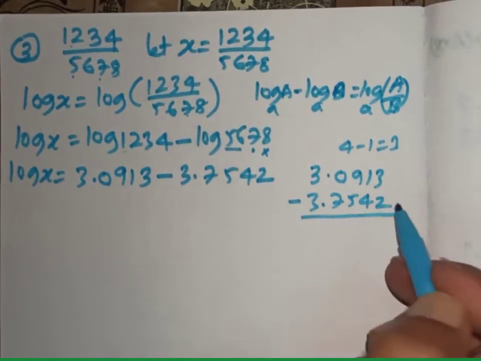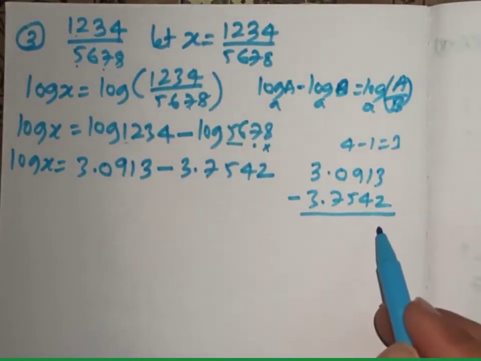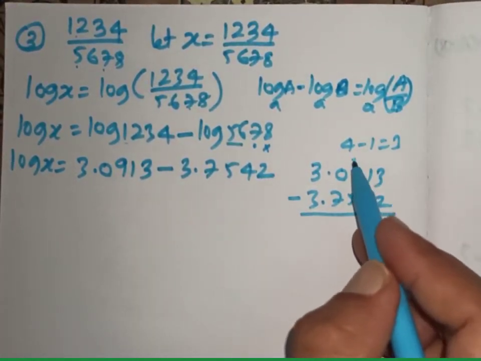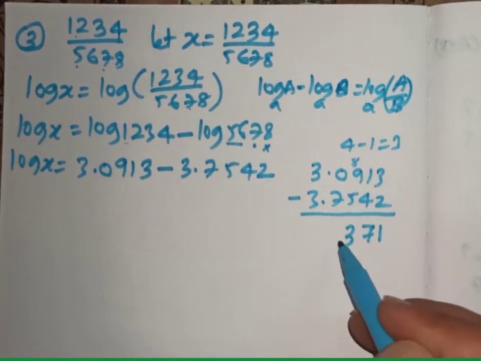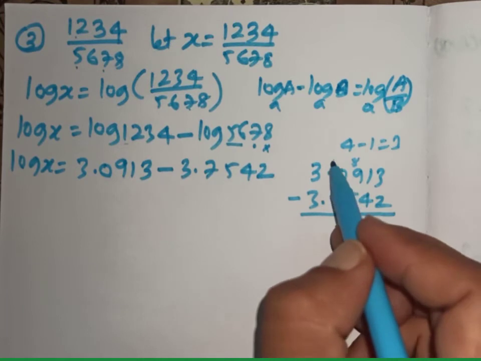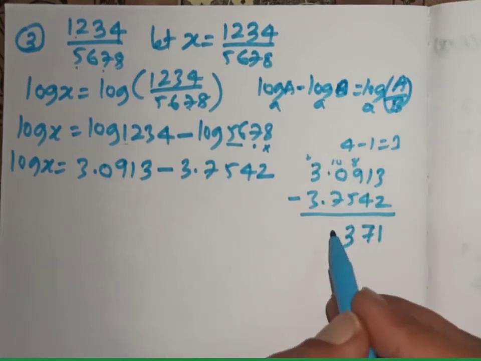3.7542. So 3 minus 2, okay, 3 minus 2 becomes 1. So now we'll carry 1 here. So 11 minus 4 becomes 7. 8 minus 5 becomes 3. Okay, and the 1 we carry from here to make it 10. So 2 remains here. 10 minus 7 becomes 3, point.